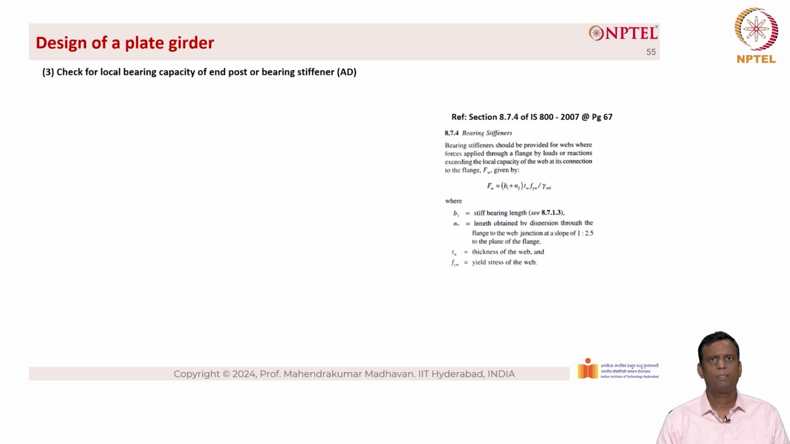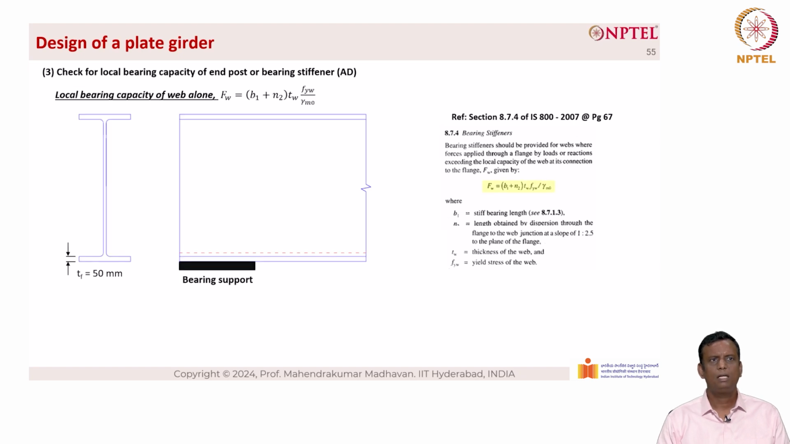So the bearing stiffeners is given by F sub W equal to B1 plus N2 into TW into FYW divided by gamma m naught. Now let us look at the cross section of the I section as well as the bearing support, which is given in the longitudinal direction. The thickness of the web is 50 mm. Now N sub 2 is defined as the length obtained by dispersion through the flange to the web junction at a slope of 1:2.5 to the plane of the flange.